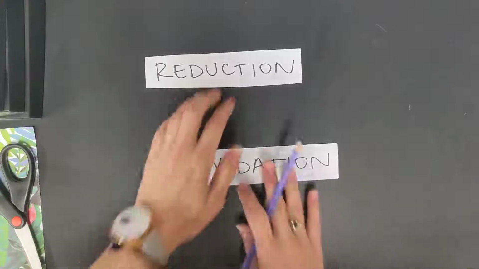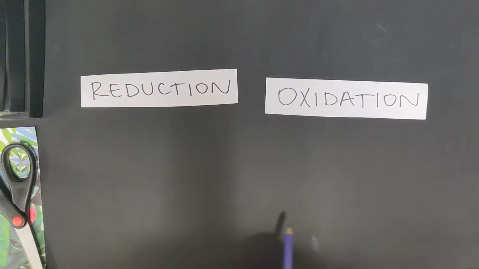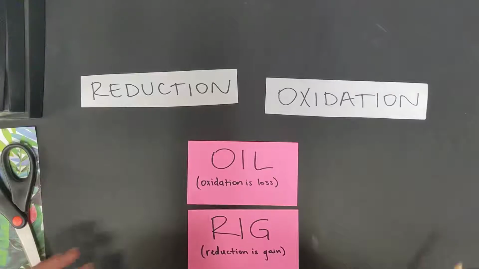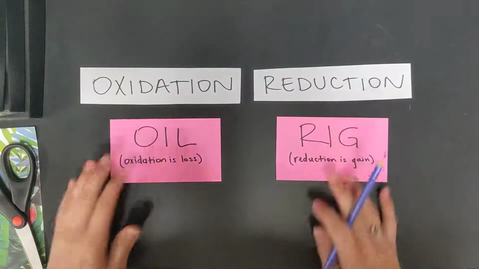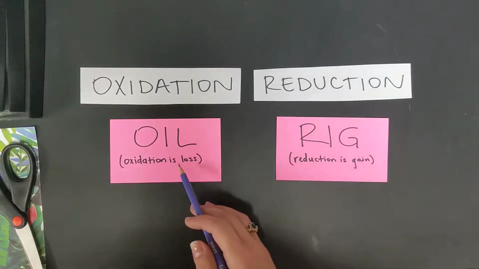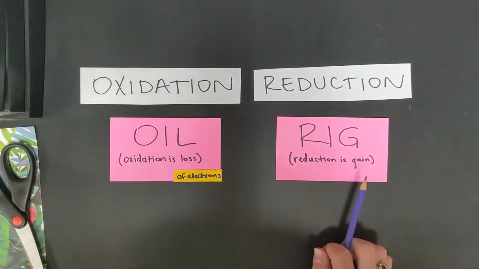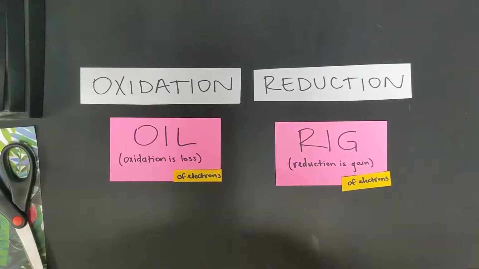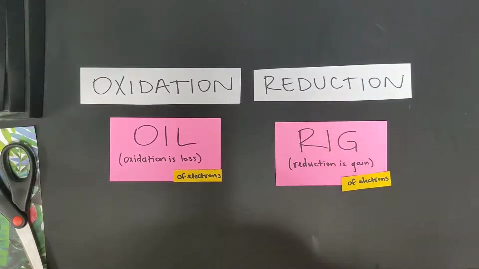And there's a very easy way to remember this. We can remember it with the acronym OIL RIG. So we'll swap these back. Oxidation is loss. So the oxidation is the loss of electrons, and reduction is gain. Reduction is the gain of electrons. So this is the easiest way to remember the difference between oxidation and reduction.